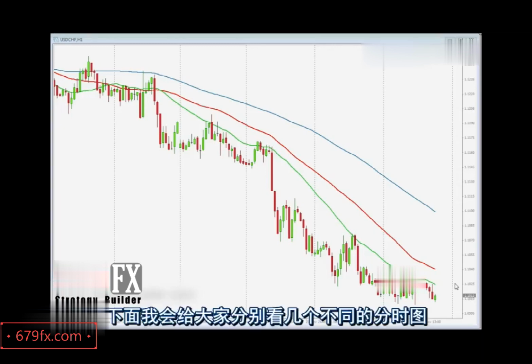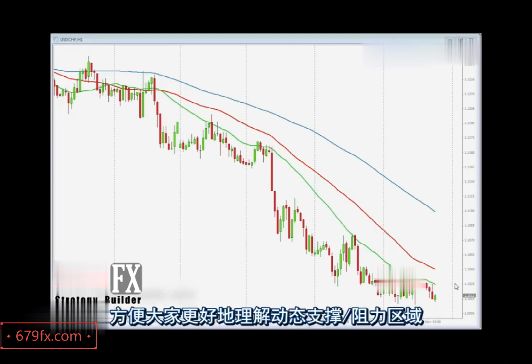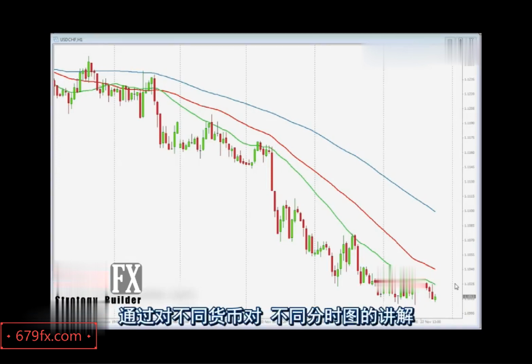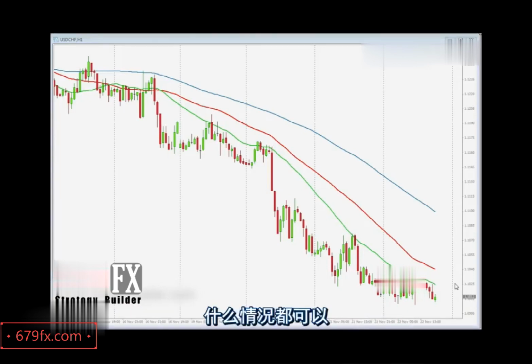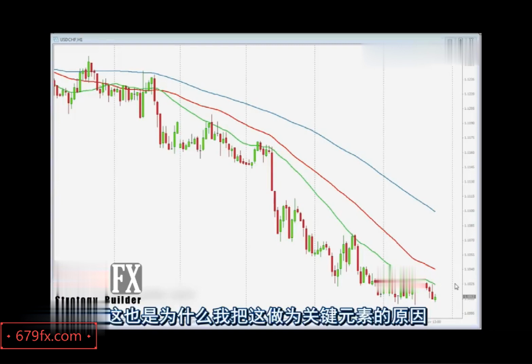Anyway, I'm now going to show you some different charts in different time frames and different currency pairs, so you can see the dynamic area of support and resistance in play. The reason I'm showing you different charts, different currency crosses and different time frames, is so you understand that this is a universal principle. It applies to all the time frames, and that's why I consider it one of the main elements of my trading system.